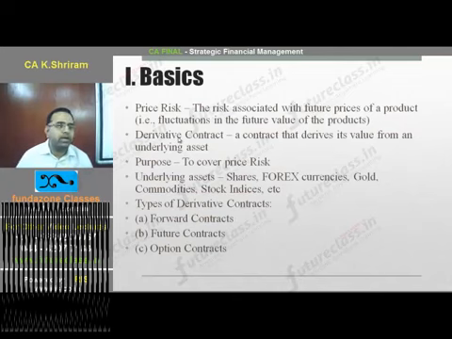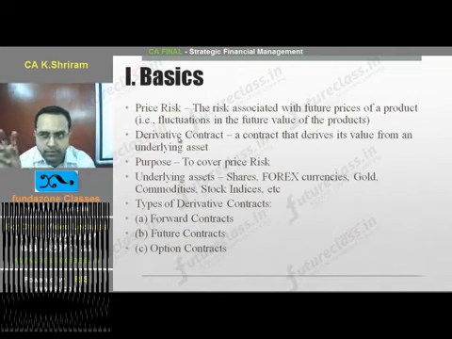A derivative contract refers to any contract which derives its value from an underlying asset. That's what we said. What is the purpose of a derivative contract? It is to cover the price risk, that is, hedging. The underlying assets could be shares, forex, or anything. There are three types of derivative contracts: forwards, futures, and options.